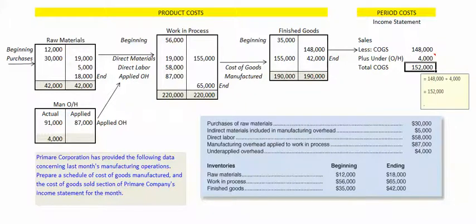Finally, this means our total cost of goods sold for the year would be $152,000. This would be the $148,000 in costs that were transferred in from finished goods, plus our $4,000 adjustment for our underapplied overhead.